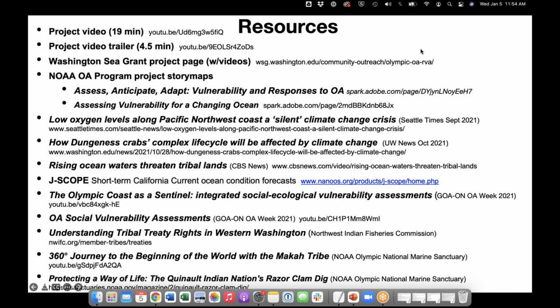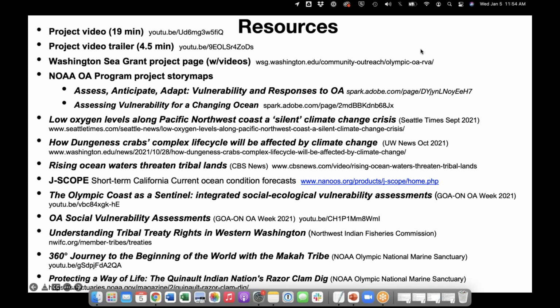And as I said, one of the outcomes of this project is that we are committed to being long-term partners with these communities, and they to us, to continue this work well beyond the end of this particular research grant from the OA program.